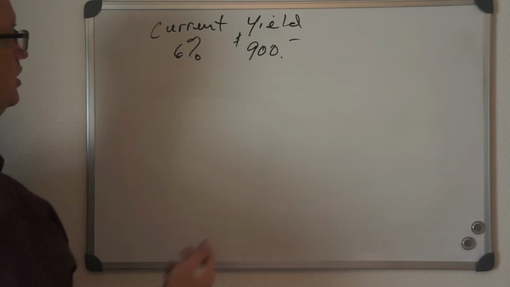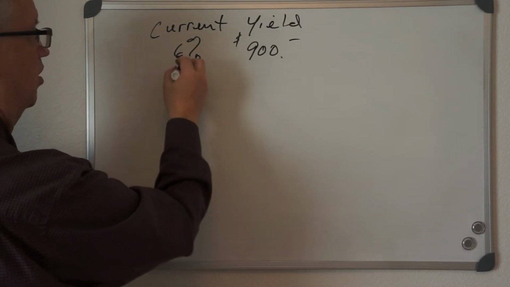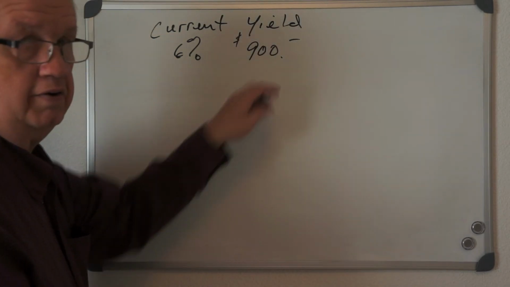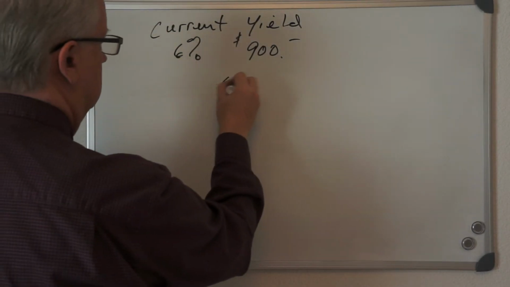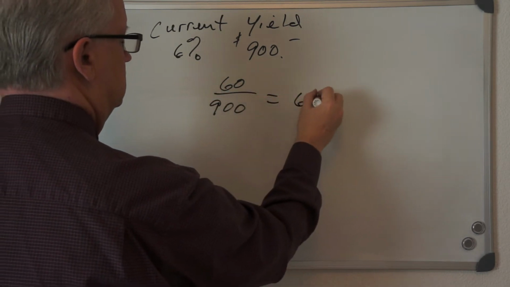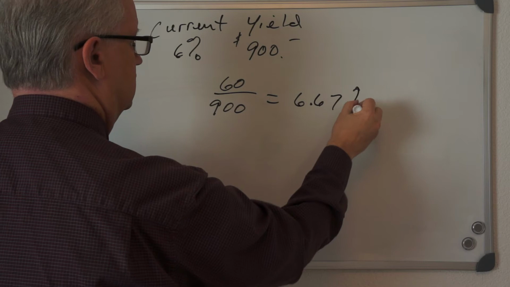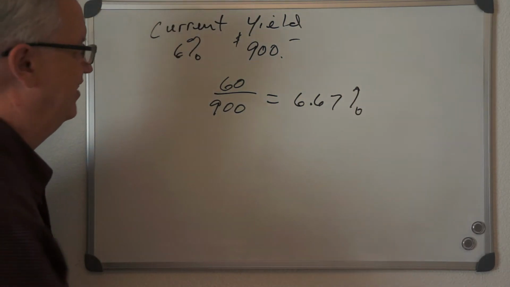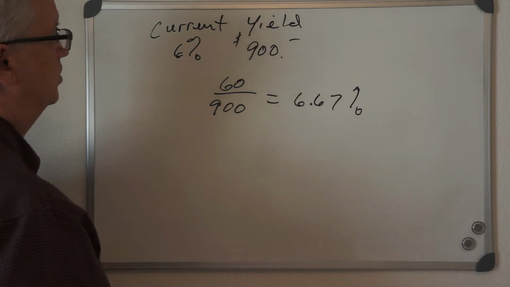The current yield is, annualize this, on a $1,000 bond. It's always going to be based on the 1,000, not on the 900. So that's $60. Divide that by 900, 6.67%. Trust me, I cheated. I did this before. Okay, so that's the current yield.